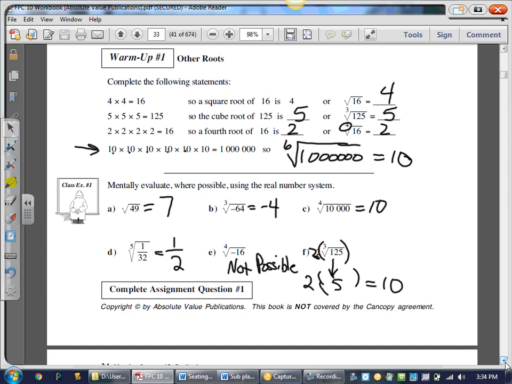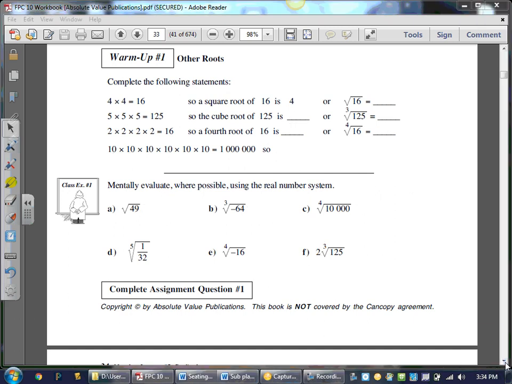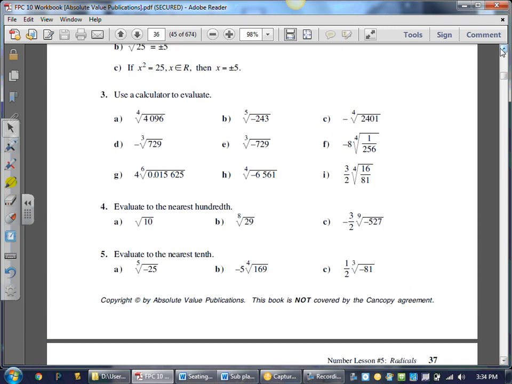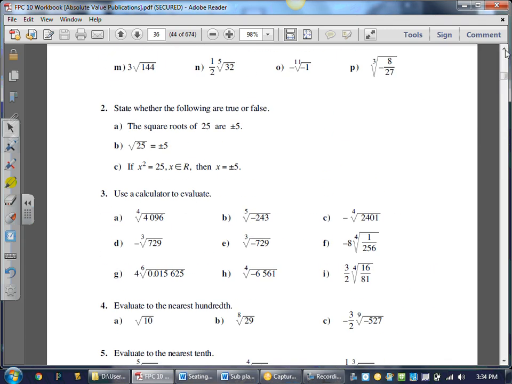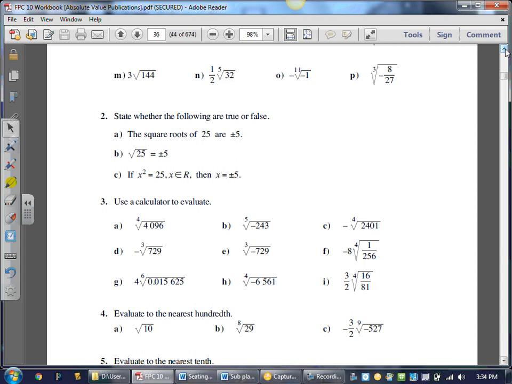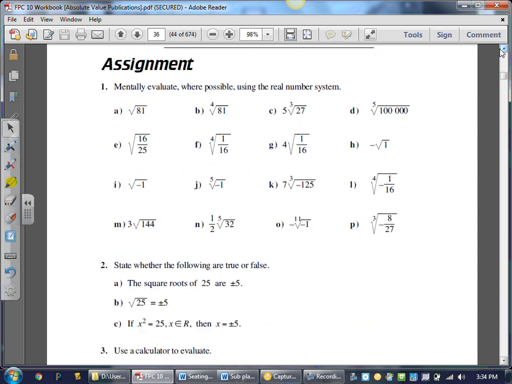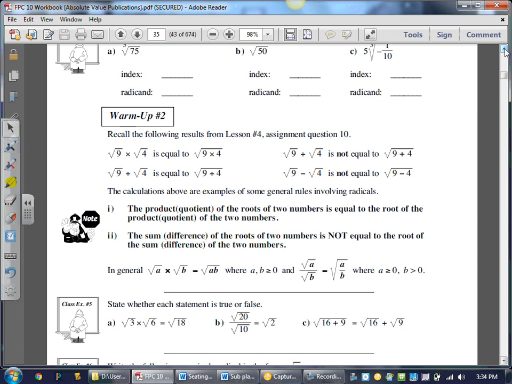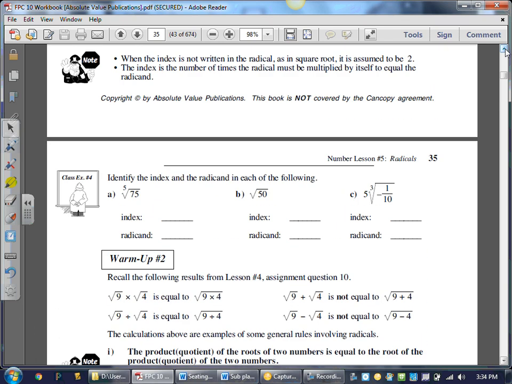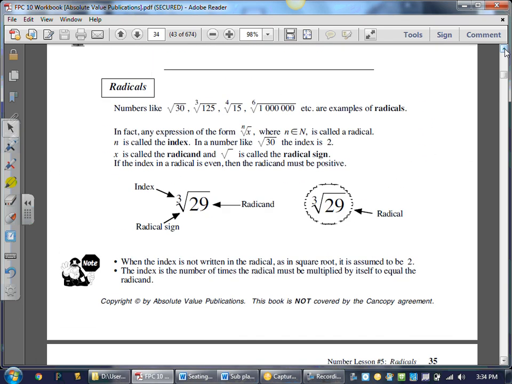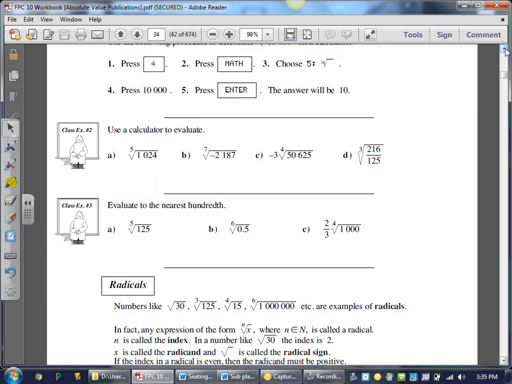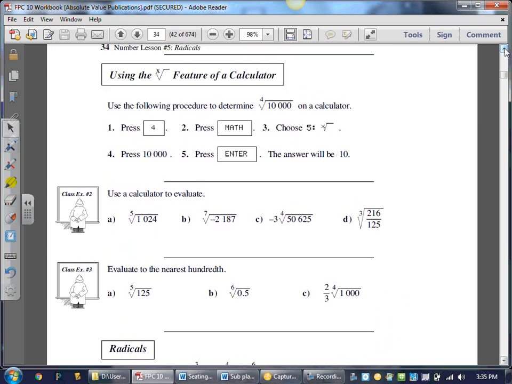Okay, turn the page. Oh, shucks. Way too far. Let me just give me a second. I'll go back.